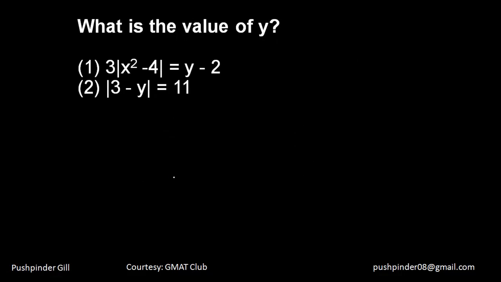Now it says, what is the value of y? The first statement says that y minus 2 is modulus of x square minus 4. I'm not sure what the value of x is going to be, but I should take a hint out of this. It's modulus of something, so it's always positive, and when this 2 goes there, it becomes a positive number. That means from here I can say that y is definitely greater than 0. But I don't have any other information. I just know that y is greater than 0.